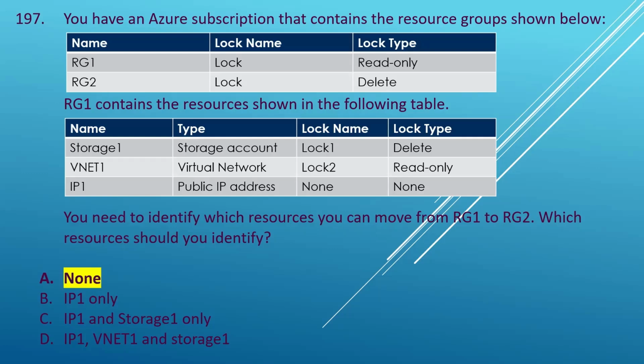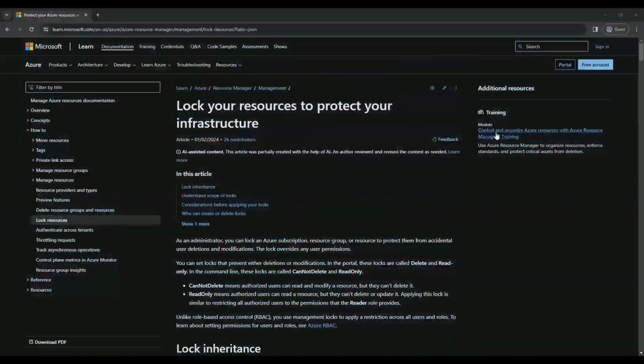If the lock on RG1 was maybe a delete lock, you would have been able to move things out of it. But since it has a read-only lock applied to it, you won't be able to move anything from RG1 to RG2. Friends, let's understand locks a bit.